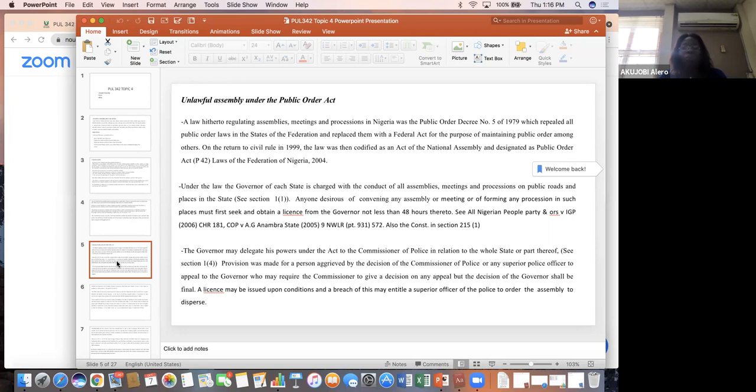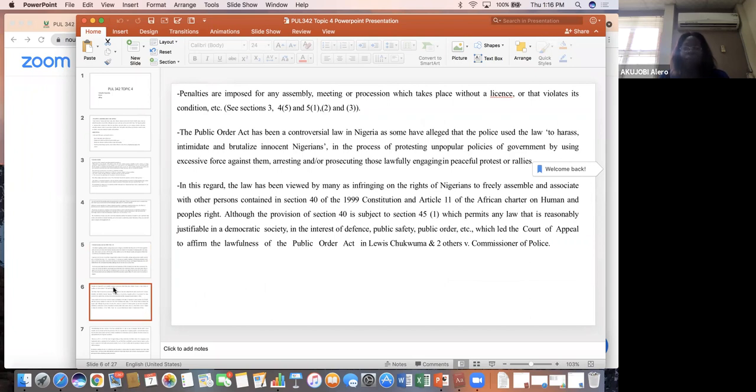Now, provision was made for a person aggrieved by the decision of the commissioner of police or any superior officer to appeal to the governor, who may require the commissioner to give a decision on any appeal, but the decision of the governor shall be final. Now, the issue here really is not about the governor being in charge of all assemblies. The issue that has raised a lot of controversy is that of a license that must be issued before such a procession can take place.